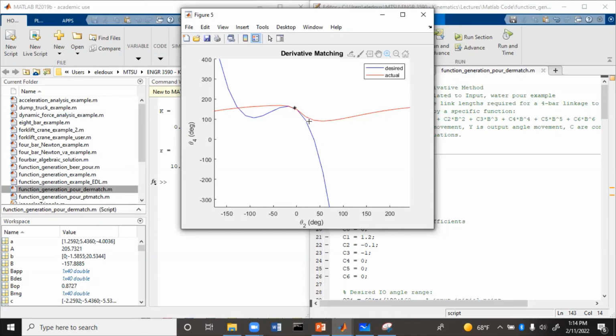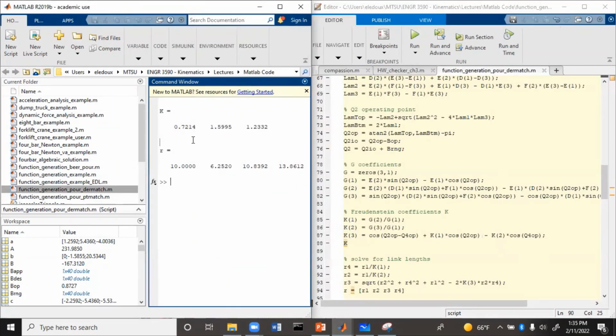You can see that we're matched at the point and its slope for only a very small range. Looks like theta 2 being about, well, it's hard to see there, I guess about -25 maybe to +10 or something. That's the only range that the function is actually valid for. But around that area, we do operate very well. You can see here the Freudenstein coefficients, K1, K2, K3, and the R values R1, R2, R3, and R4.